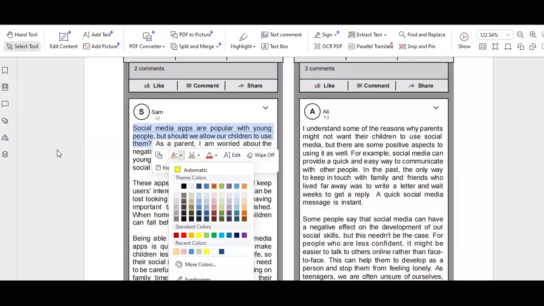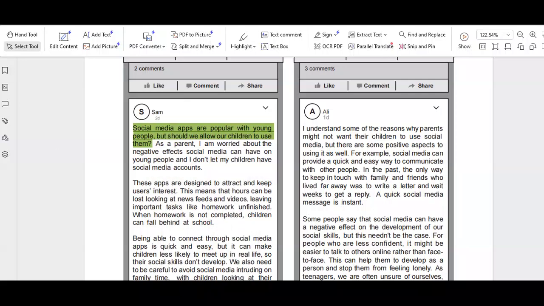The text begins with a rhetorical question. A generalized idea has been discussed and then the question has been posed to the reader. In this way, Sam has effectively captured the attention of his or her reader. Social media apps are popular with young people, but should we allow our children to use them?